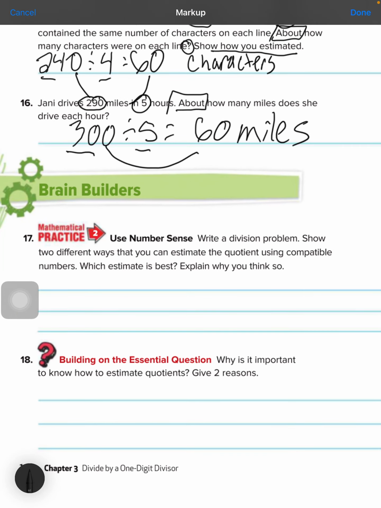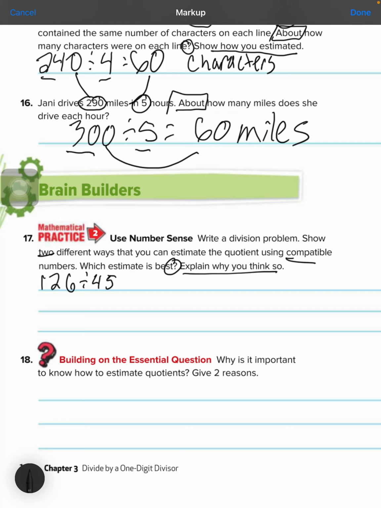Okay, number 17, write a division problem. Show 2 different ways you can estimate. Okay, using compatible numbers. Which one is best? Explain. All right, let's randomly choose some crazy number. Let's make sure it's kind of ugly, so we want to change it to rounding. Let's do, I don't know, let's do 126 divided by 45. Okay, that's going to be kind of a booger of a problem.